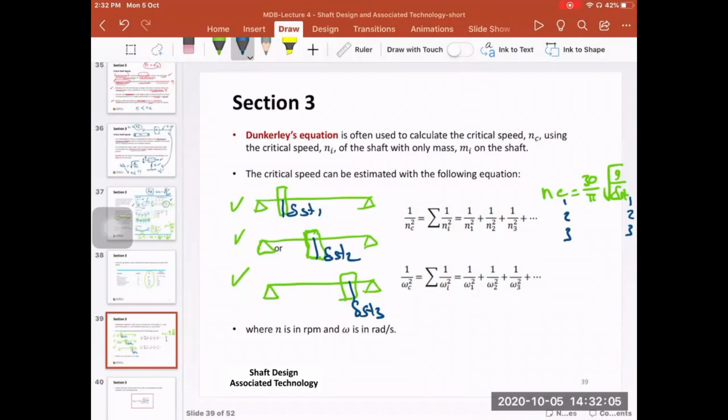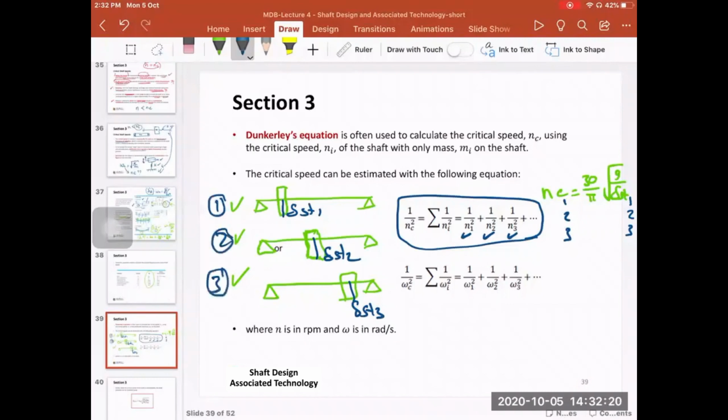If you have three masses, and then you go back to this equation and substitute N1, N2, and N3 that you've calculated based on these three delta static values when you consider these cases 1, 2, 3, then simply you can find the critical speed. Okay. Also, you can find the natural frequency, and the critical speed is measured in RPM, and the natural frequency is measured in radians per second.